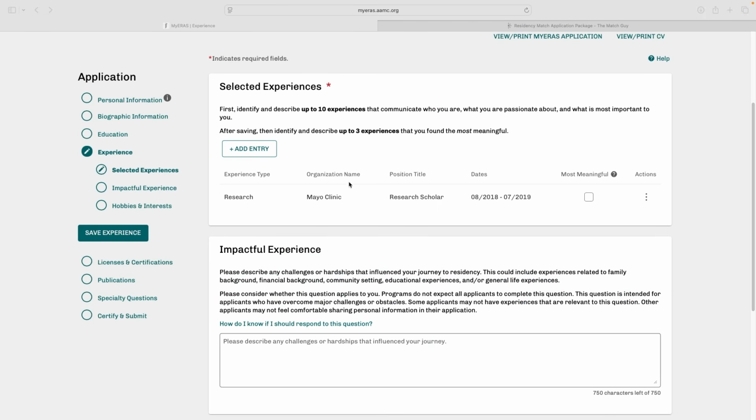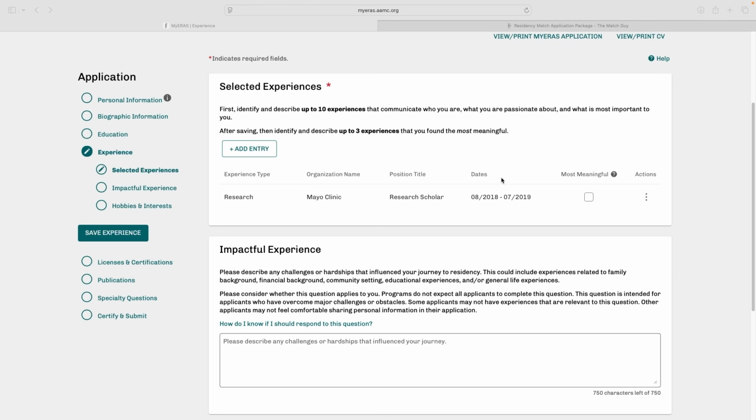Now, after we added up to 10 experiences, we put the description, all the details associated with the experience, we need to go and pick our most meaningful experiences. And you can pick up to 3 most meaningful experiences. And the reason why we have this section is because if the program director or the person reviewing your application does not have time to go through your 10 experiences, they can have a look at the 3 most meaningful experiences to you that you think would convey the most about you.